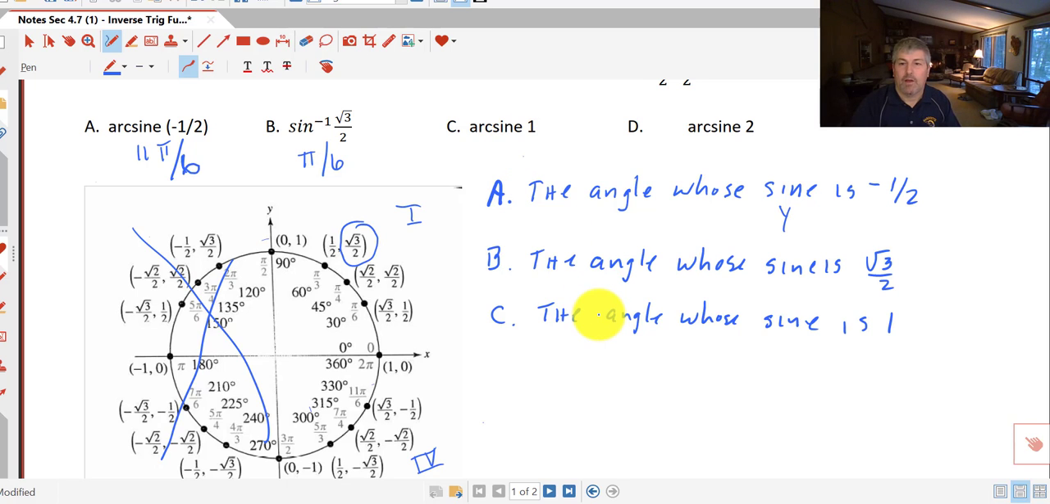C, the arcsine of 1, so the angle whose sine is 1. Not negative 1, but 1, so we're up here. It's a quadrantal angle. It's 90 degrees, or pi over 2. And D, the arcsine of 2. Well, we're looking for somewhere where the sine is 2, and we should know that our range for the sine function is only between 1 and negative 1. So this is no solution. Our range is always between negative 1 and 1 for sine.